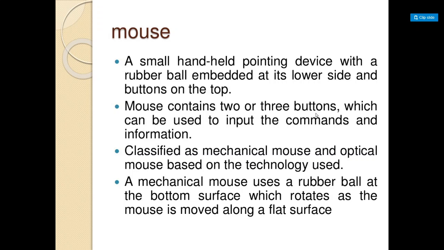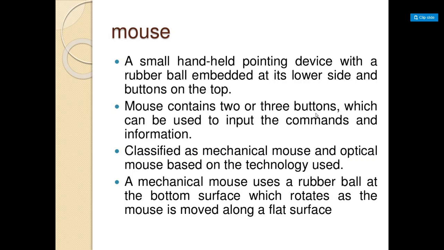We now have a scroll between the right and left buttons. We have a moving scroll, right? It is a kind of button that actually moves. We scroll to move the screen up and down. But before this two-button mouse came into existence, there was a three-button mouse. So these were also used for the same purpose. Instead of a scroll, there was a third button, which was used to input information.